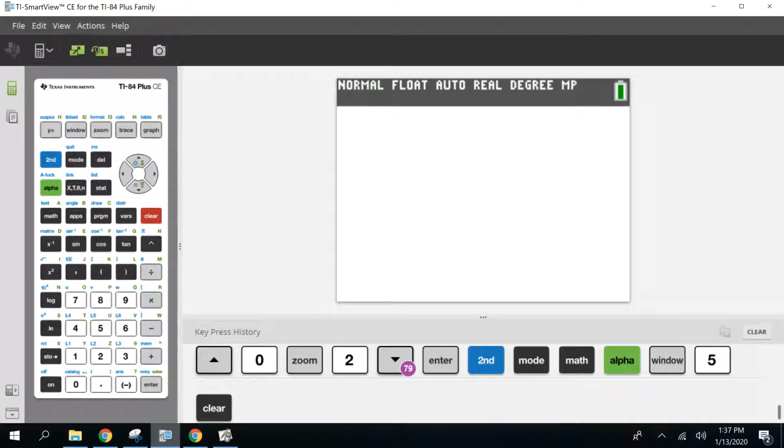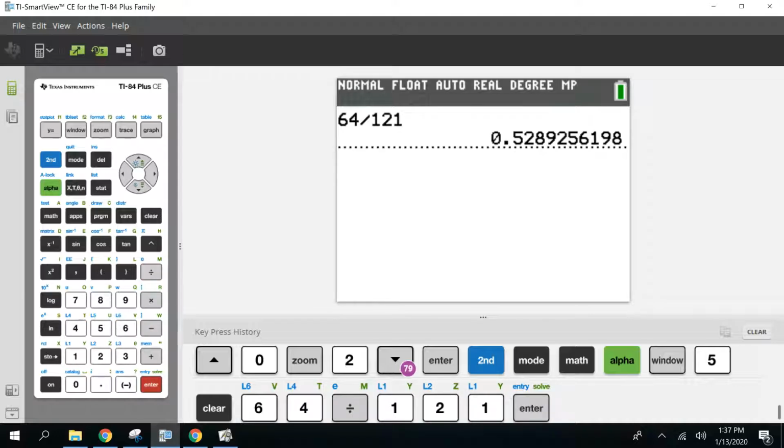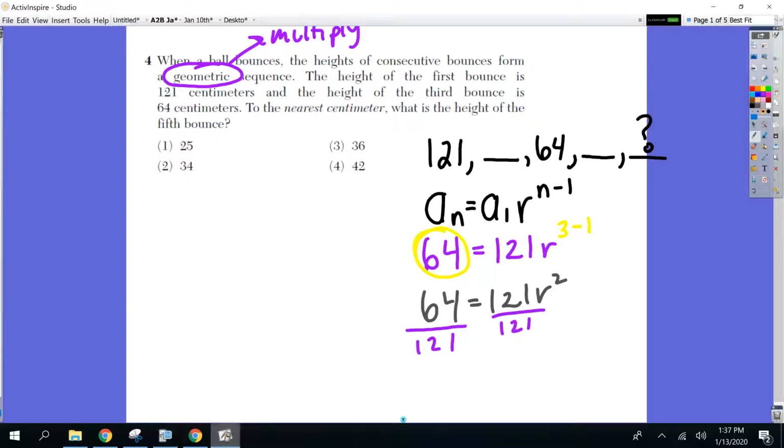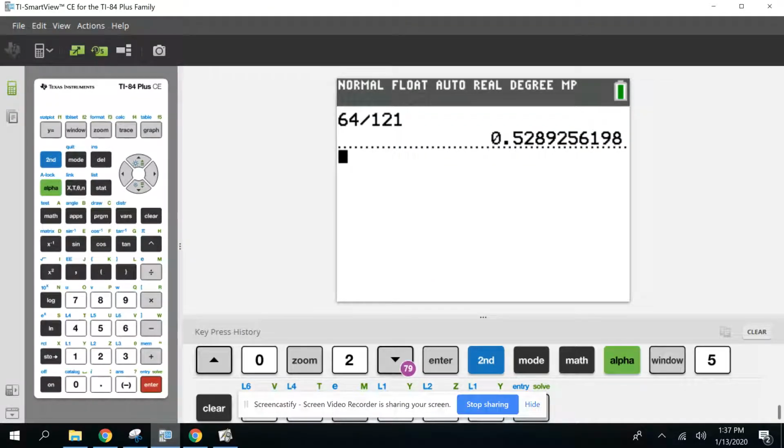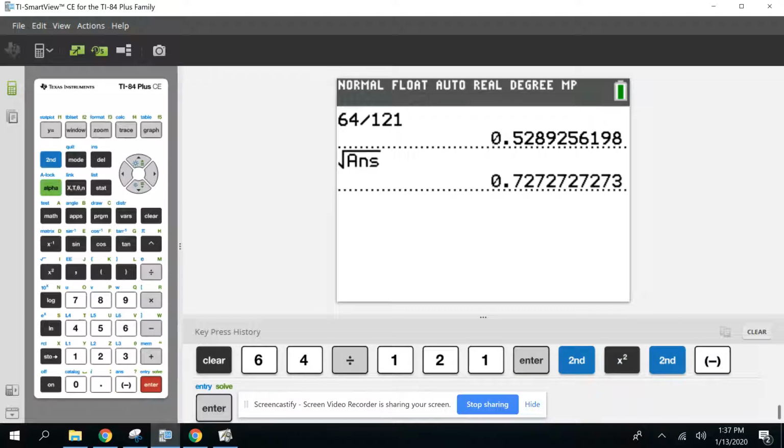Keep using your calculator. 64 divided by 121. Oh, yikes. How about that, huh? Okay, great. That's going to be, R squared is equal to that decimal we all have in our calculator right now. What do you want to do now? Get R by itself, take the square root. All right, I'll do that with you guys. Take the square root of that sloppy decimal. Oh, another sloppy decimal, huh?